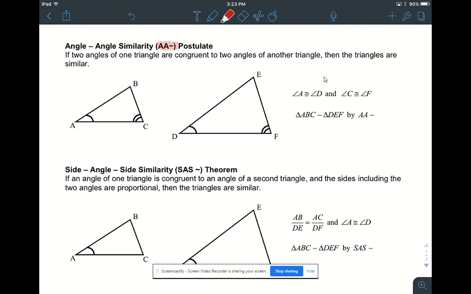And so that means if you can prove that two angles are congruent, then your two triangles will be similar by AA.